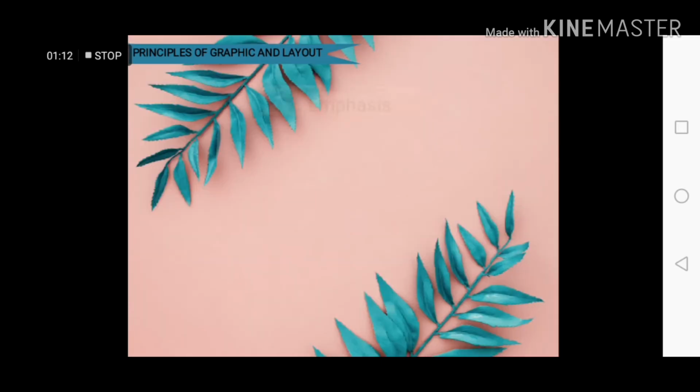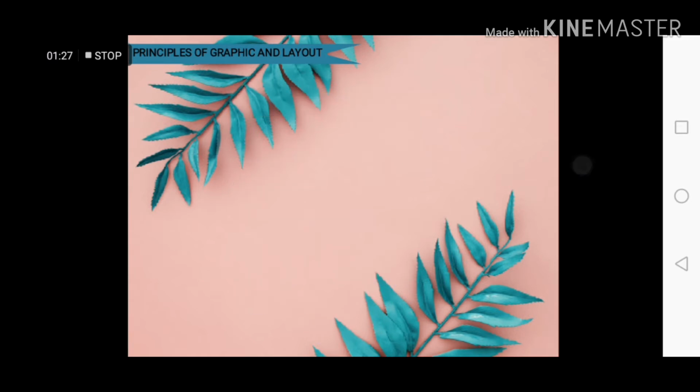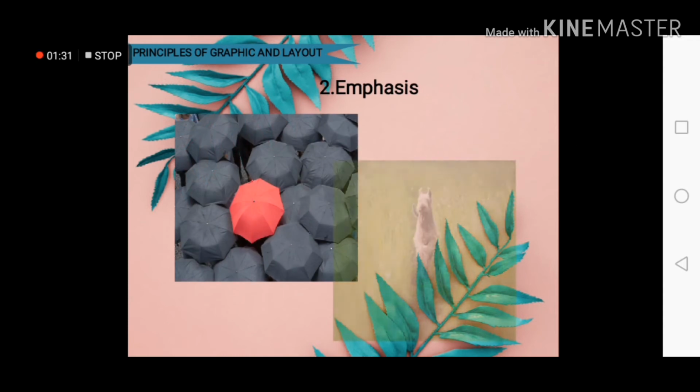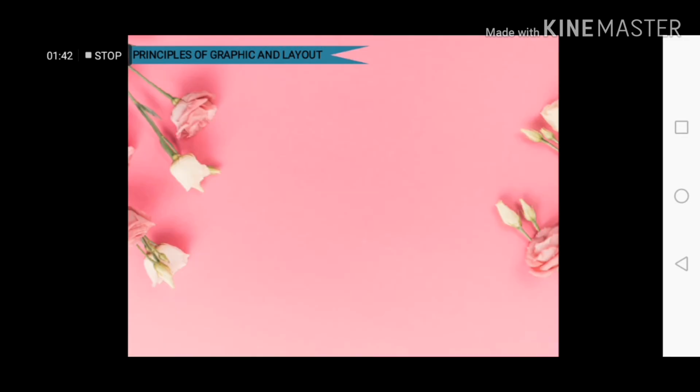Next is the emphasis. So emphasis is an area in the design that may appear different in size, textures, shape, or color to attract the viewer's attention. So here are the examples of emphasis. So, as you can see, the pink umbrella and the dog are emphasized by making their surroundings different in color.